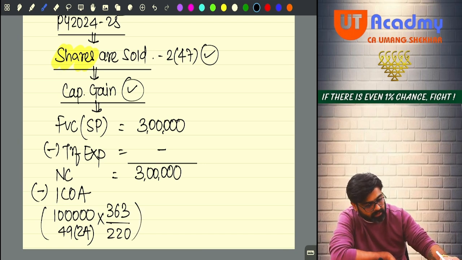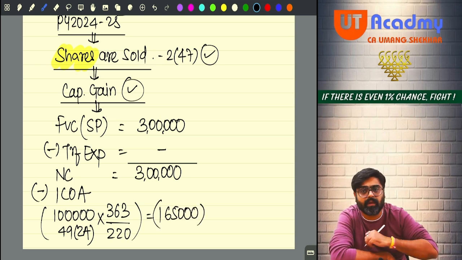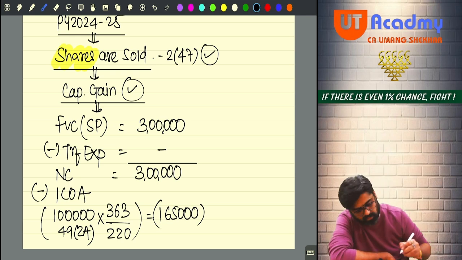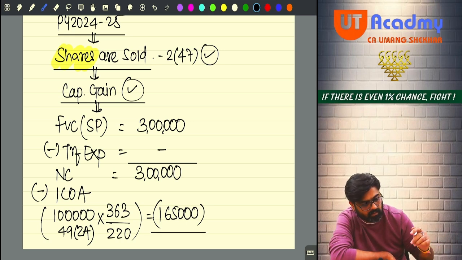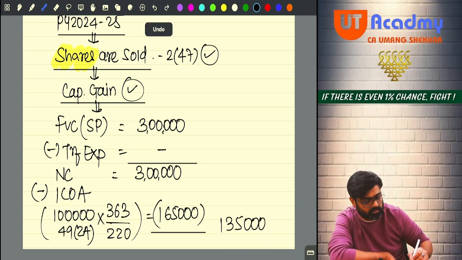Now please do the needful. 1 lakh into 363 divided by 220. You will get 1,65,000. Are you getting 165? Sure, everyone? So reduce 165 out of 3 lakhs. You will get 1,35,000.